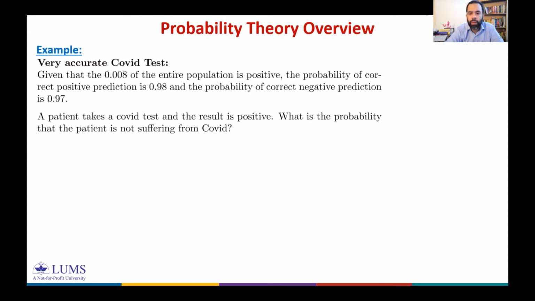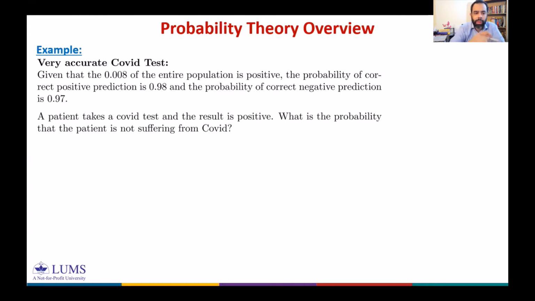It means if you are COVID positive and you go for a test, the probability of correct positive prediction is 0.98. And if someone is COVID negative, the probability of correct negative COVID prediction is 0.97. And we assume that a patient takes a COVID test and the result turns out to be positive. And we want to find the probability that the patient is not suffering from COVID, or if the patient is actually suffering from COVID. How do you find that?